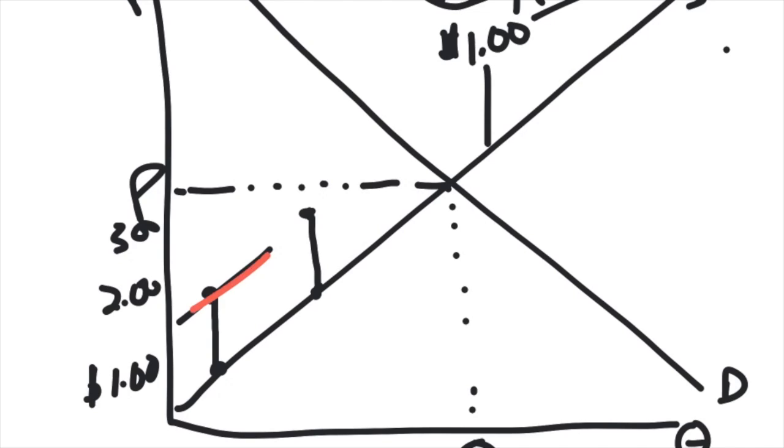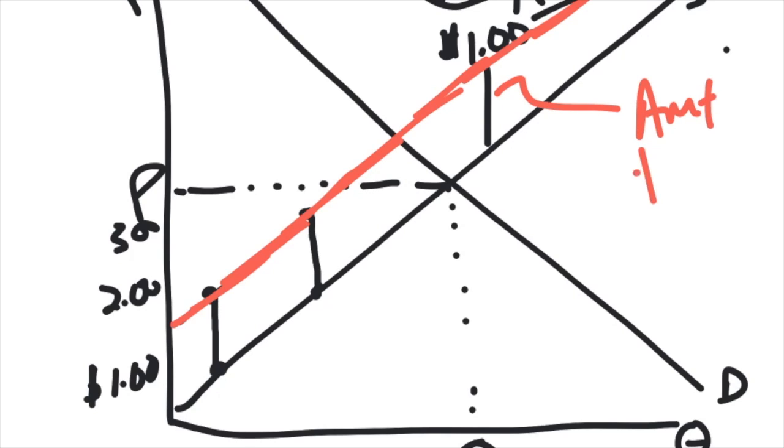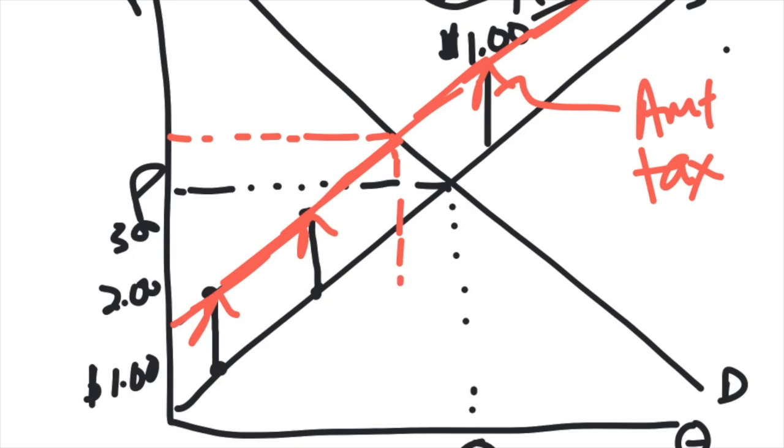Let me go in a different color. We could shift this supply curve up. Up by how much? Up by the amount of the tax. So this is the amount of the tax. So how much does the supply curve shift upward? Remember, this is a decrease in supply. How much does it shift upward? It shifts upward by the amount of the tax. Okay. And now, what do we know has happened to equilibrium? So equilibrium now becomes this point right there, that price with the tax and that quantity with the tax.